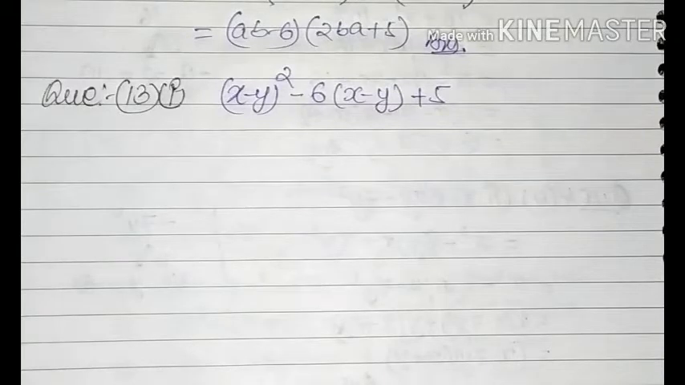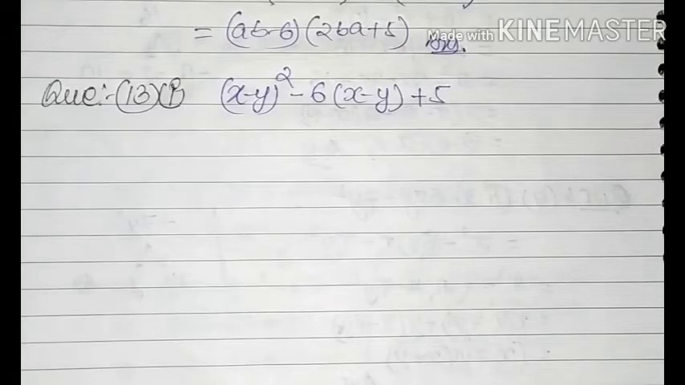Exercise 4.4, question number 13. First, we have to factorize the given quantity: (x - y)² - 6(x - y) + 5. It is clear that x - y is available in the first and second terms, and the main problem is how to reduce this to a single variable.